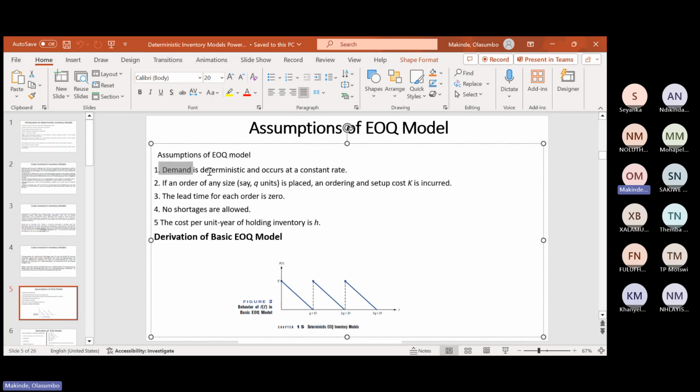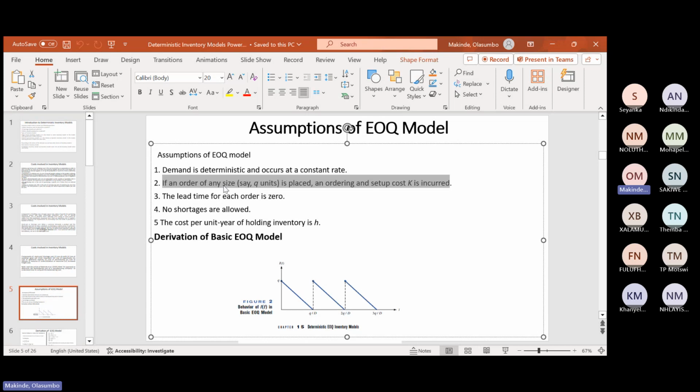That means the demand for inventory must be known with certainty, it must be deterministic, and it occurs at a constant rate, maybe on a monthly, weekly or yearly basis. If your organization has such a situation, then we are good. All these assumptions must be obeyed for you to use EOQ.